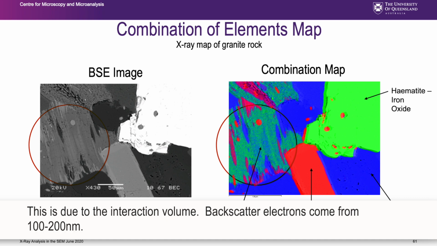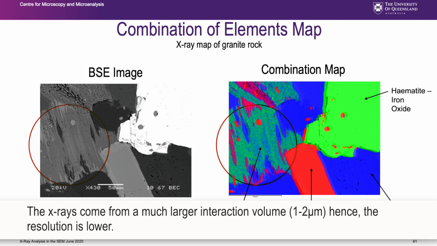Right at the beginning, I told you backscatters might come from 100 or 200 nanometers, whereas X-rays come from 1 or 2 microns. The X-ray interaction volume is bigger, and because of that, the effective spot size, not the electron beam, but where the information is coming from on the specimen, is bigger, which means the resolution is lower.